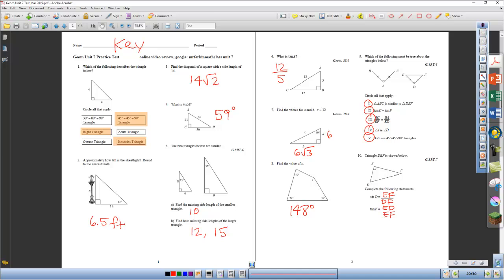Laid out on the screen now, you can see the answers to the first 10 questions. I'd highly encourage you, before you watch this video, to work out the practice test to the best of your ability. Come back and check your answers, and then watch especially the problems that you got wrong. Obviously, you're welcome to watch the whole video, but see how much you can do on your own.